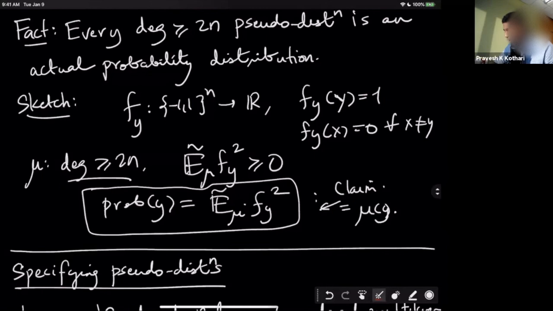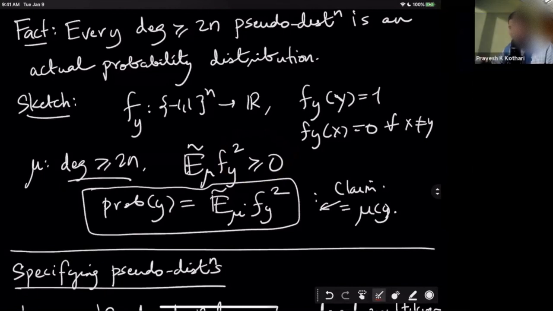Make sense? And the other thing I should have mentioned explicitly is that fy square is fy, because it's a 0, 1 valued function. Yeah, of course. Okay. And so now all we are using is that because fy is fy square, and because fy is of degree at most n, because that's literally true for every function on the hypercube, and mu is a degree 2n pseudo distribution, the pseudo expectation of fy square must be non-negative. Okay, so it's legit to call it a probability.